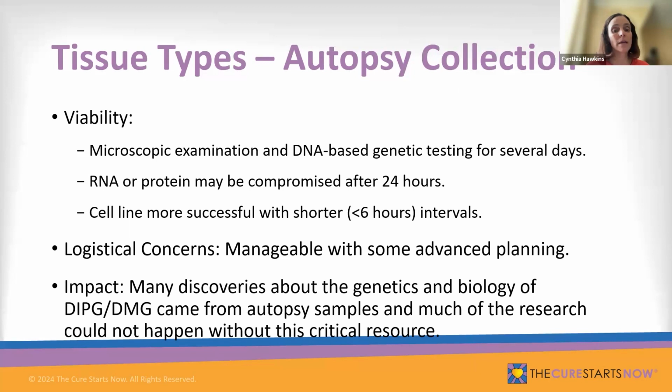Impact: many of the discoveries about the genetics and biology of DIPG and DMG came from autopsy samples, and much of the research couldn't have happened without this critical resource. It's important to remember that autopsy is the main source of tissue that we have at the end of life. So that's the tissue that was resistant to all the therapies we currently use. It's a really important way for us to understand what happened to the tumor and why it was able to evade all of the things that we're doing now.